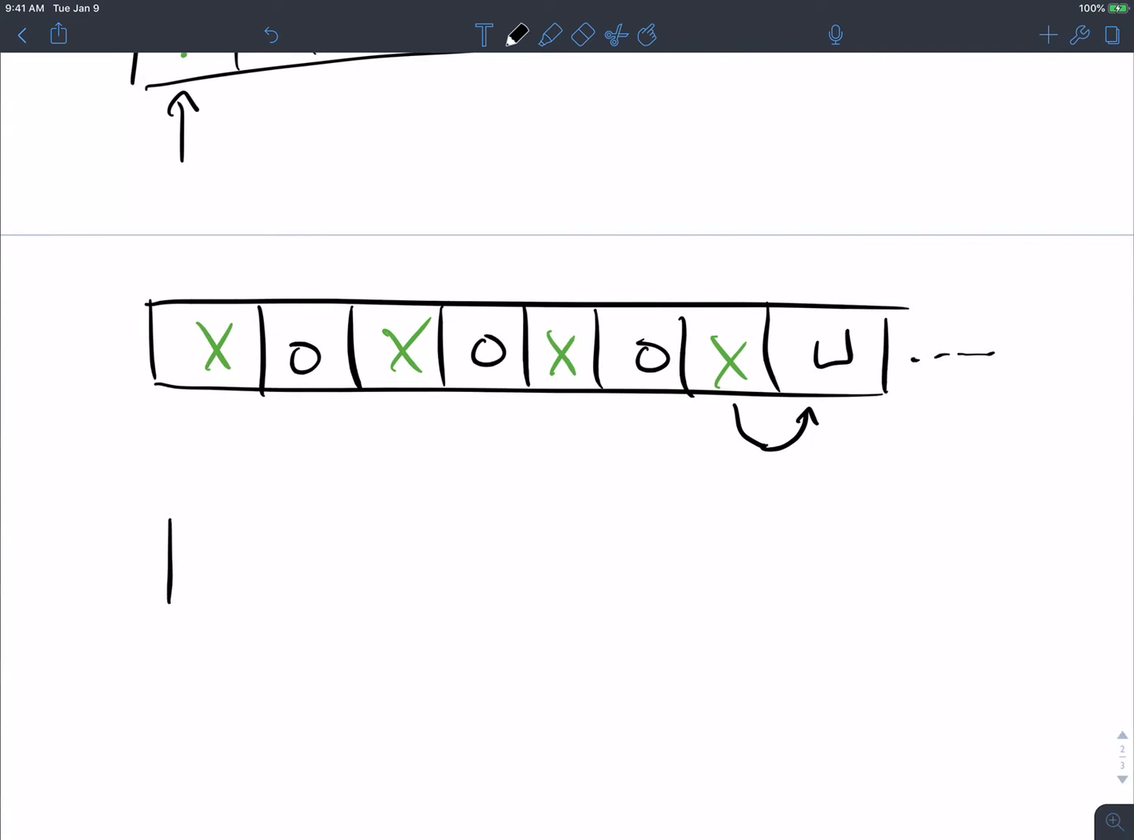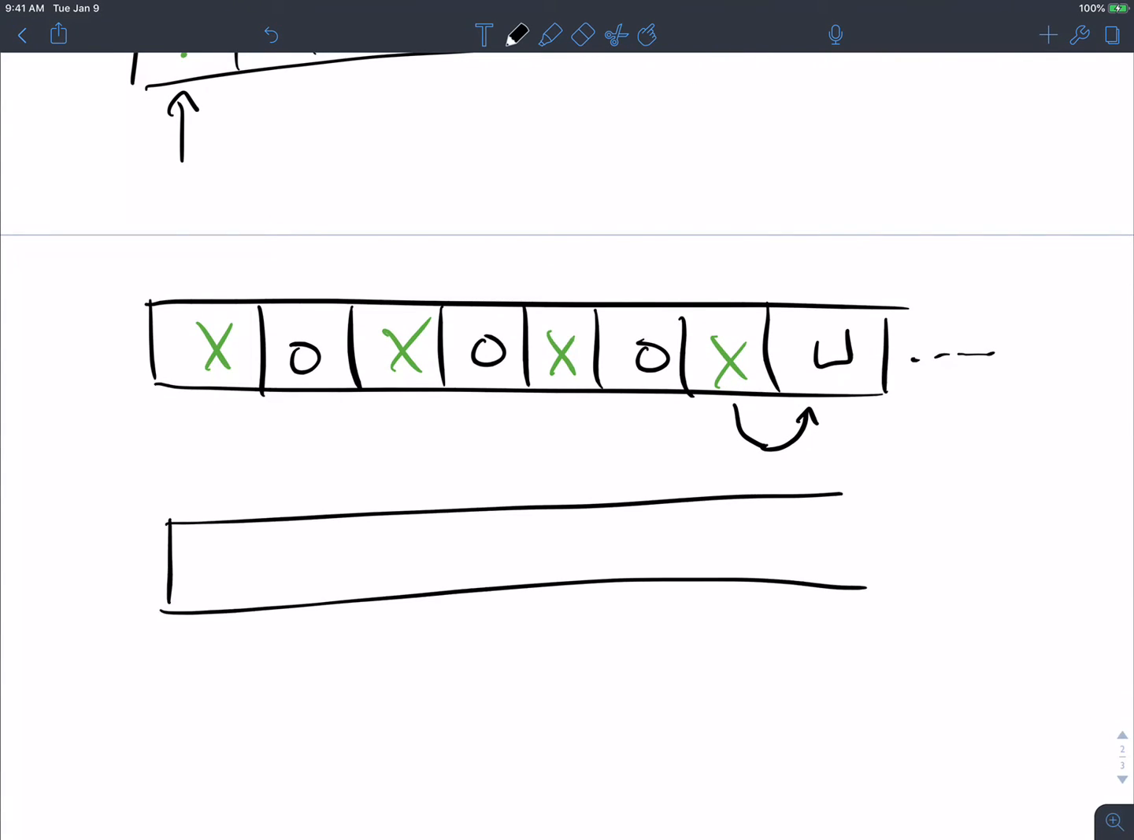Let's actually do an example that is even, but is not a power of 2. Any examples? 6. So let's choose 6 zeros instead of 7 or 8.